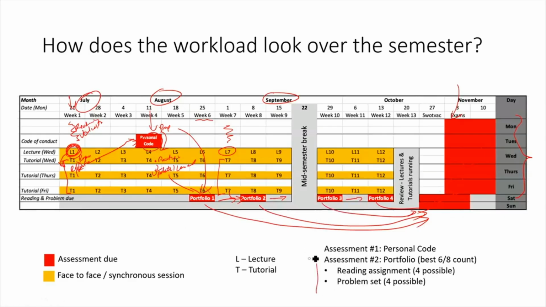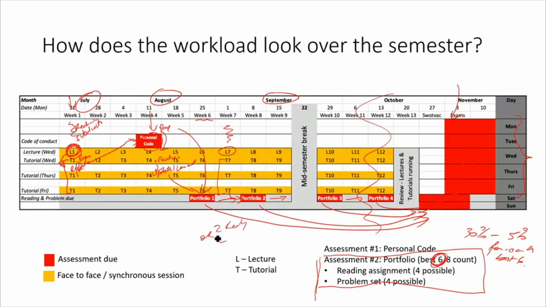A final thing to remember is that in terms of the portfolio, not every portfolio submission counts, only the best 6. So it's worth 30%. That means 5% for each of your best 6. So that means you could miss an entire submission and still get 100%, or you might miss 2 readings or 2 problem sets. Okay. And then the best 6 marks that you have out of those 8 possible components is what counts for the portfolio.